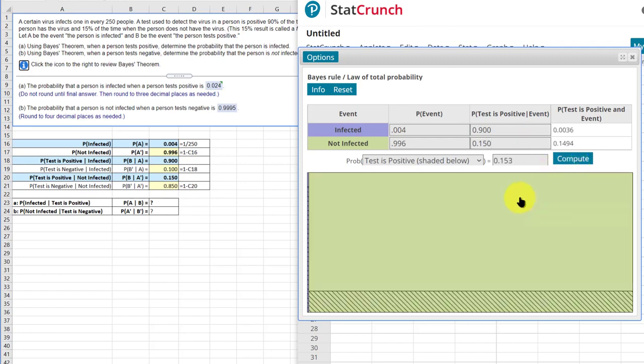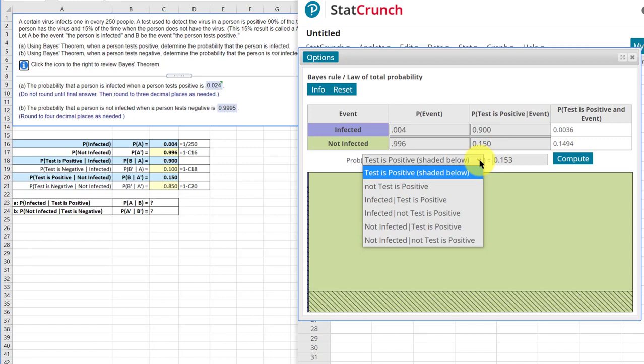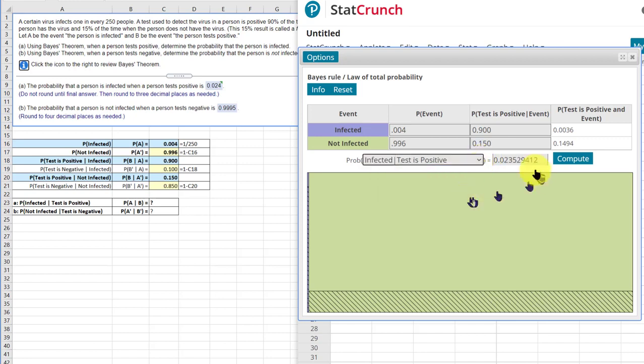And now we've got an illustration here, kind of like a Venn diagram of sorts. This shows that the probability of not infected and the test is not positive is 0.85. The probability of being not infected and test positive is 0.15. Now we need to get the probability infected given the test is positive. So all I do there is select probability infected given test is positive, which is 0.0235, and by golly, that's our answer when you round that, 0.024. So that's the first answer.